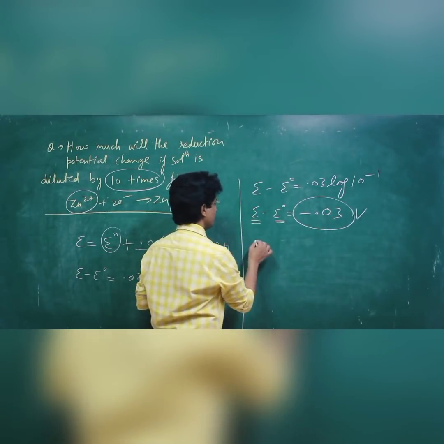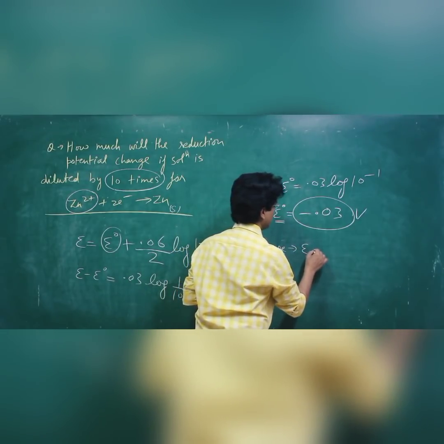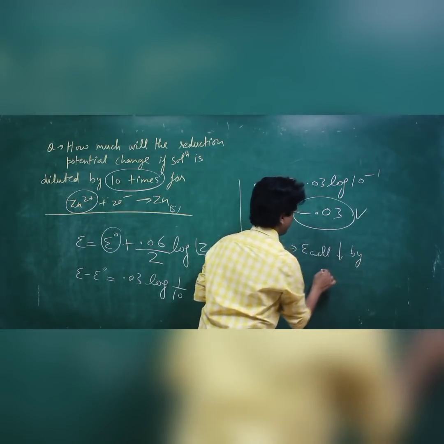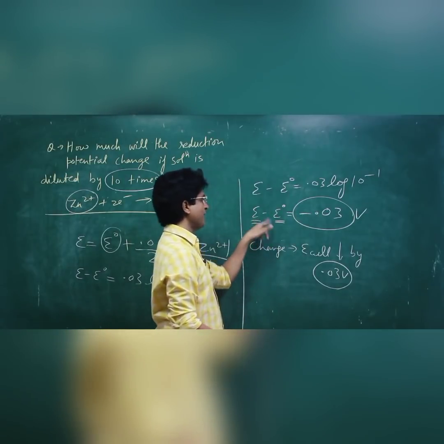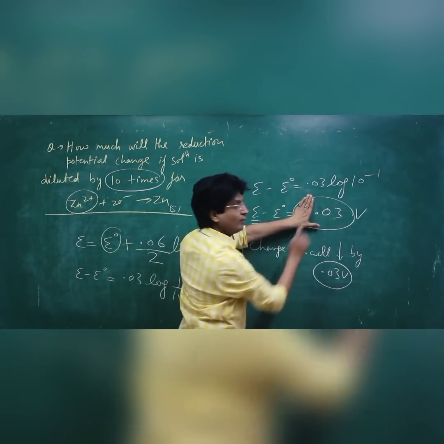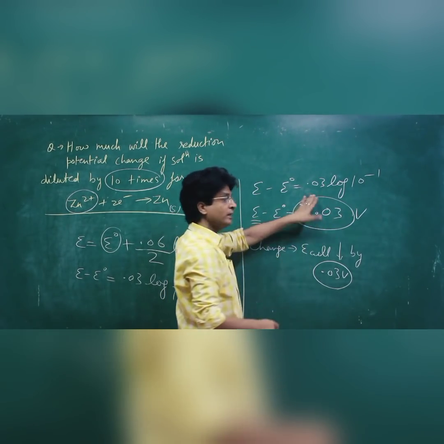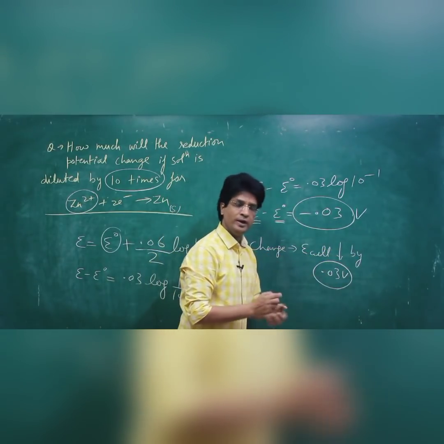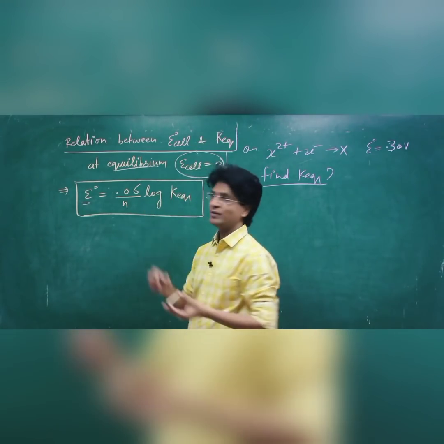So I can say the change is that cell potential E cell will decrease by 0.03 volt. If the answer was like E minus E naught equal to 0.03 volt, that means E cell has risen, increased by 0.03 volt. Negative sign means that it has decreased by 0.03 volt. Is that okay? Okay students, let's understand a very small concept.